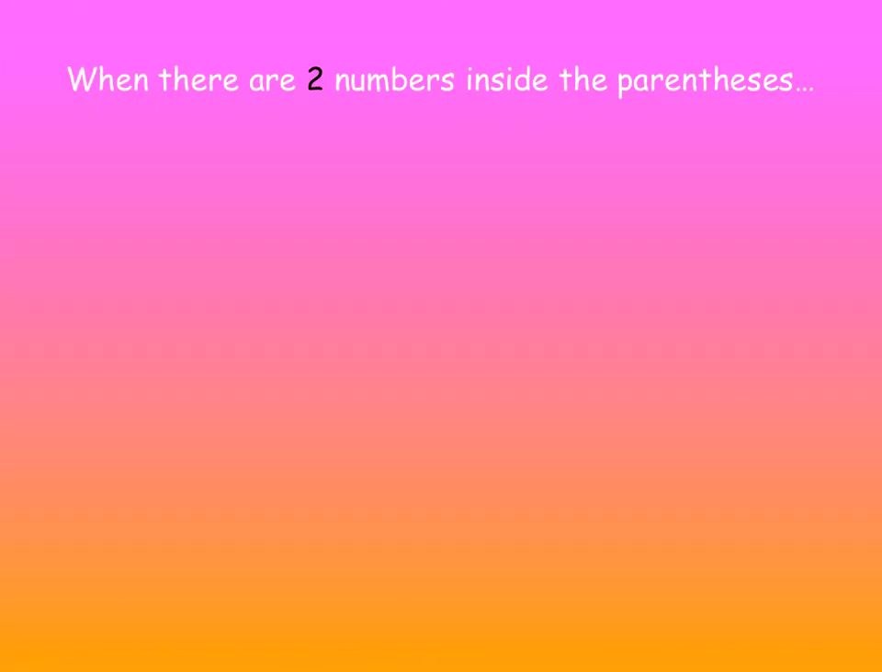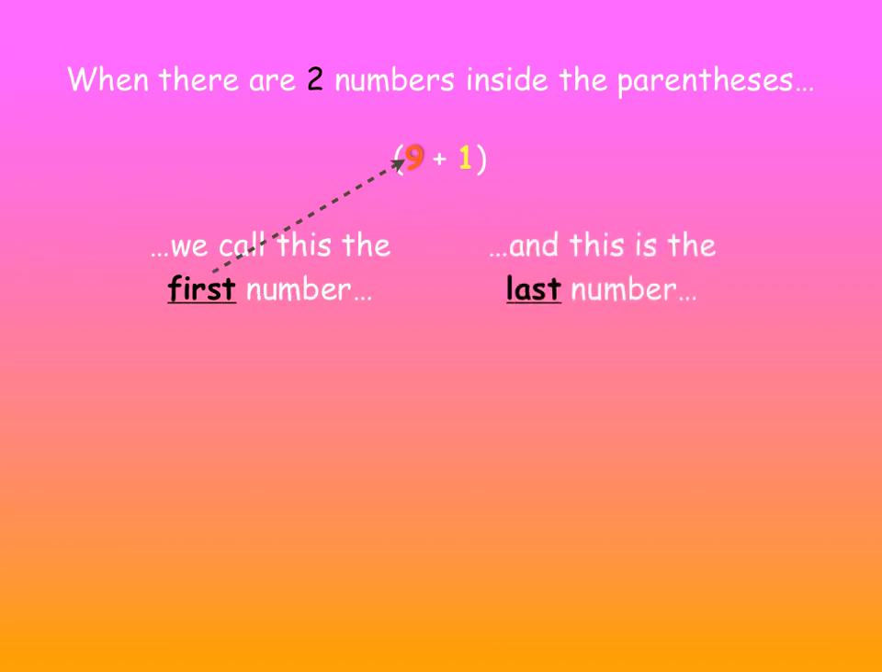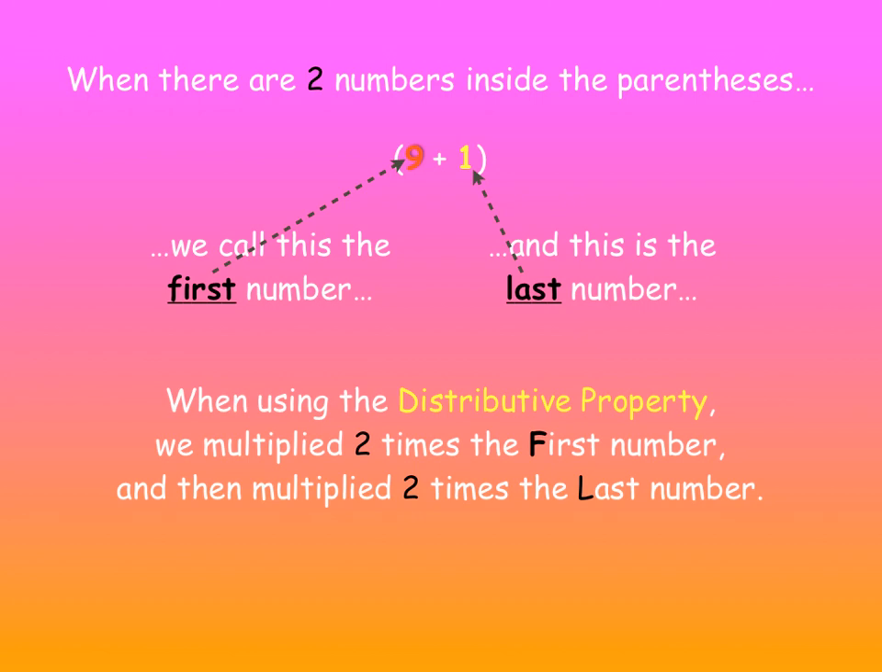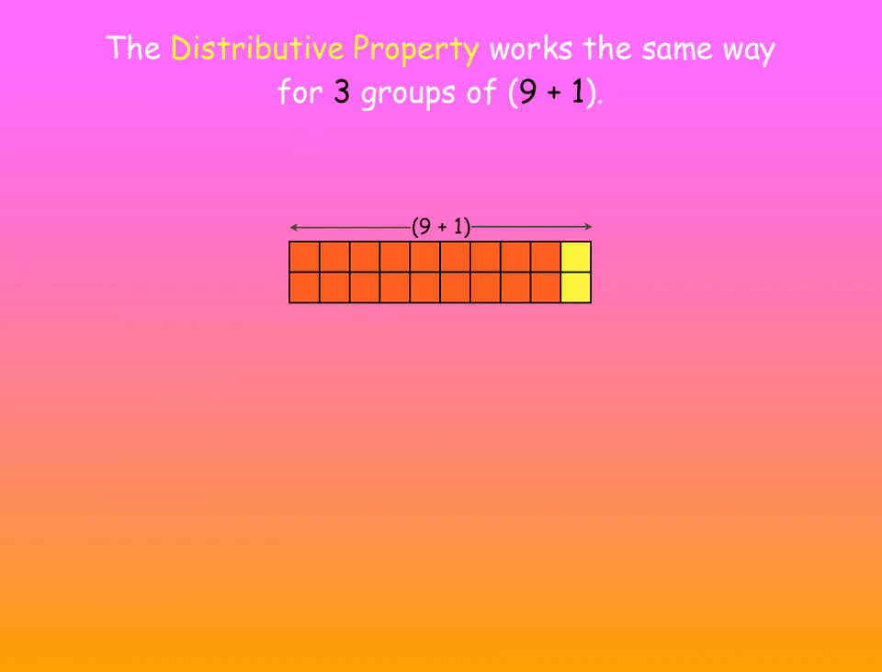When there are two numbers inside the parentheses, we call this the first number, and this is the last number. When using the distributive property, we multiplied 2 times the first number, and then we multiplied 2 times the last number. The distributive property works the same way for 3 groups of 9 plus 1. So here's 3 groups of 9 plus 1.